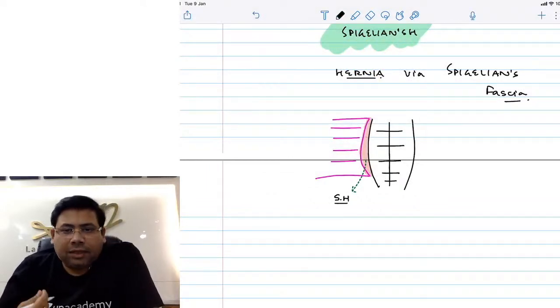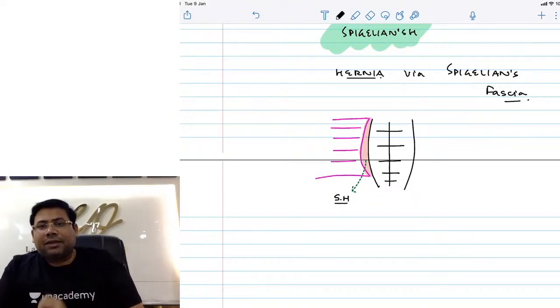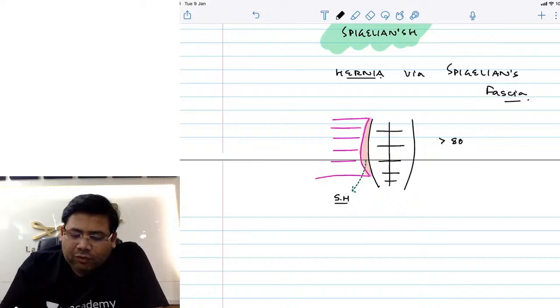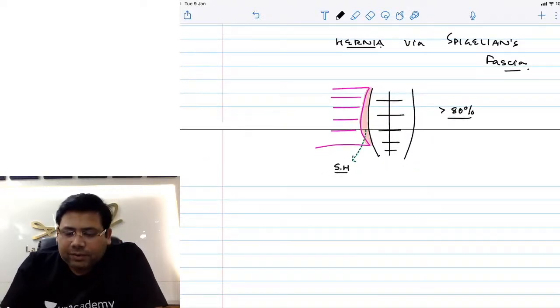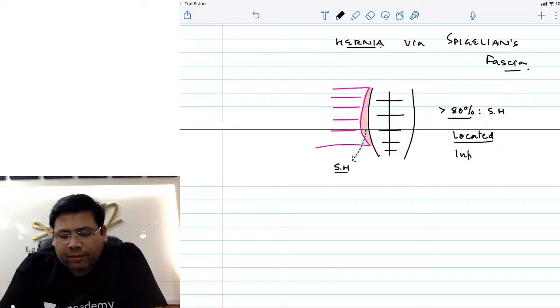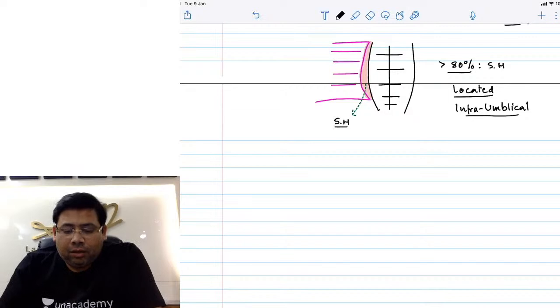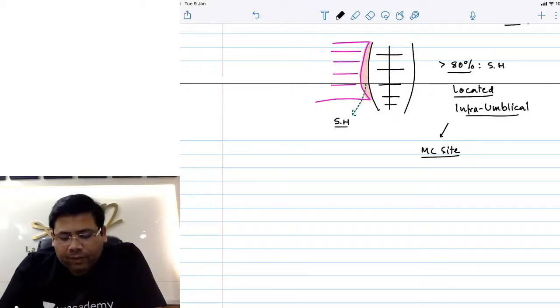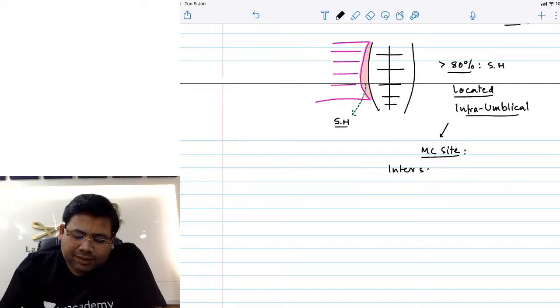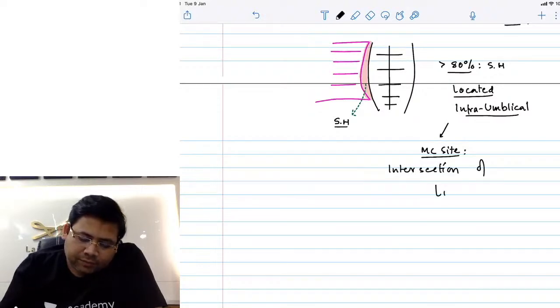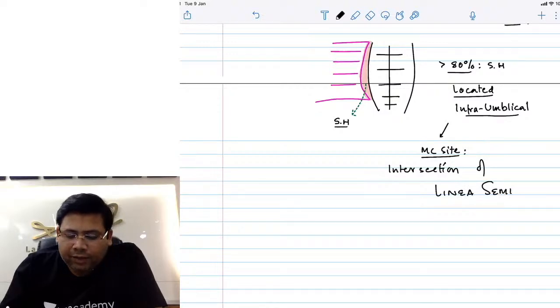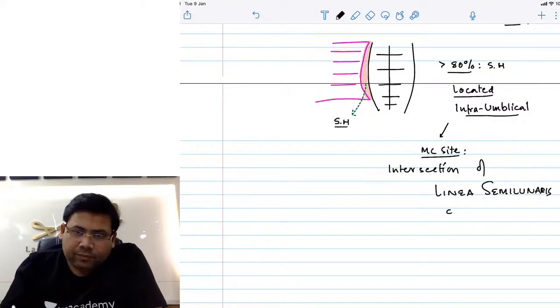Now, do you know the incidence? Where is it commonly seen? More than 80% of Spigelian hernias are located infraumbilical. Point number one. Why is it so? Let us see. The most common site is the intersection of the linea semilunaris with the linea semicircularis.